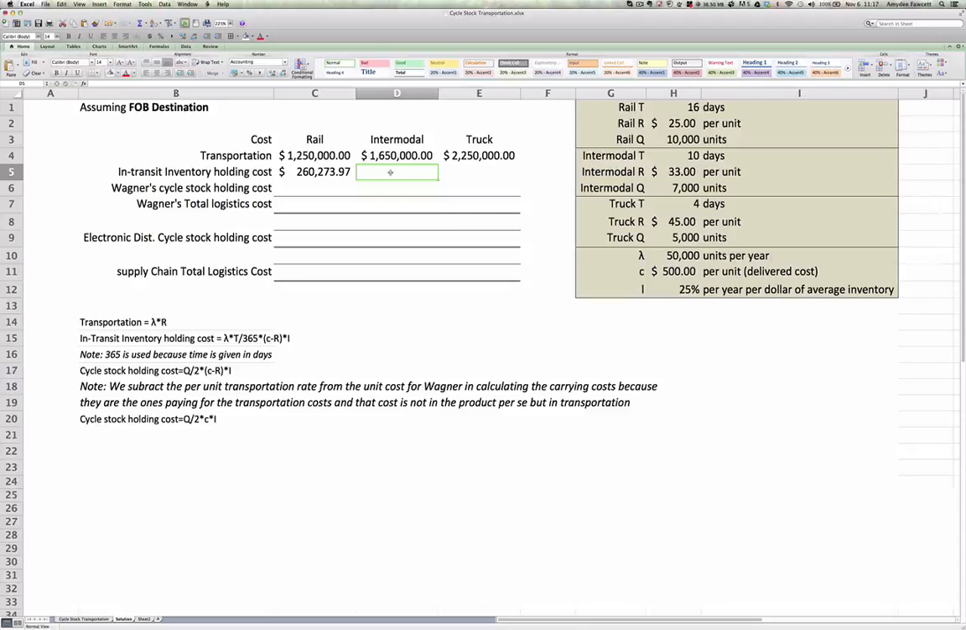So in this case, this gives us an in-transit inventory holding cost of $260,274 for the rail mode.